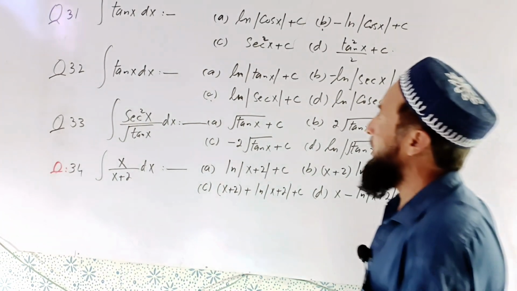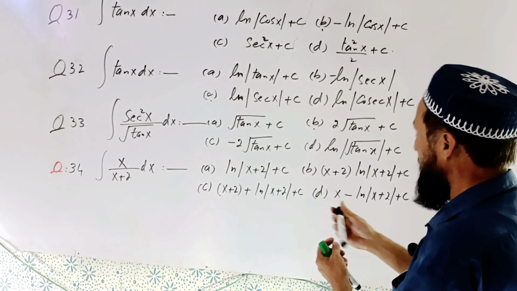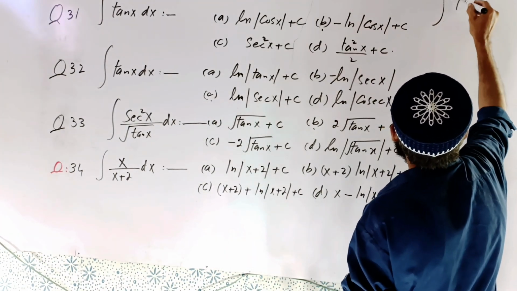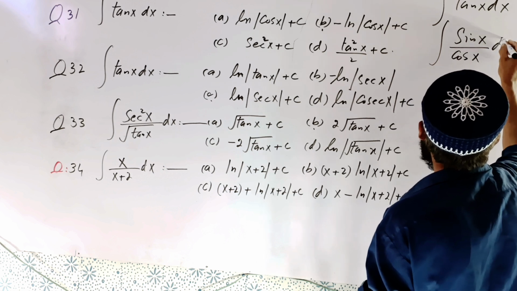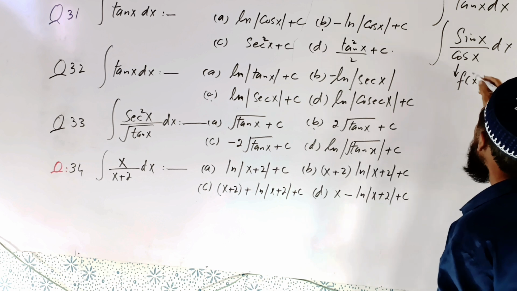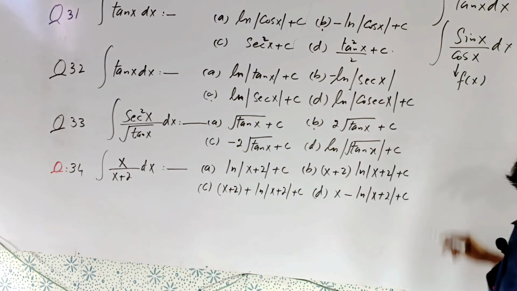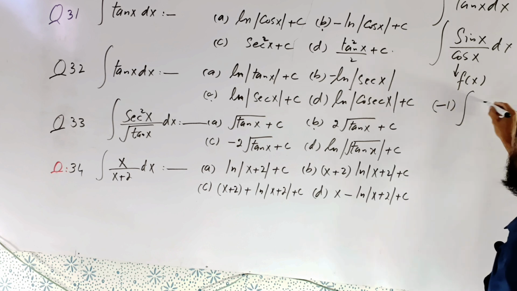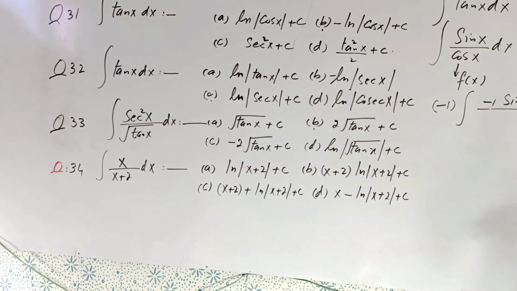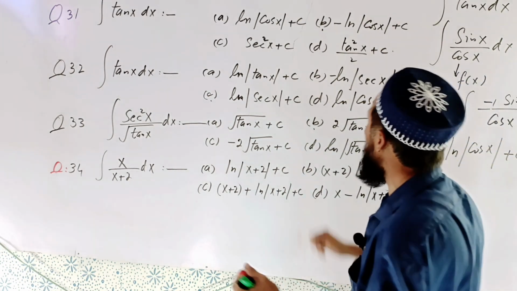Question number 31, integration of tangent x dx. According to the formula of integration, we can write integration of tangent x dx, that is sin x divided by cos x dx. So this is the function and its derivative must be present here. The cos x derivative is equal to minus sin x, so we multiply by minus 1. Minus 1 we write, multiplied, so minus 1 gives plus 1 over cos x dx. Now the function and its derivative are available, so we can write minus log of cos x plus c. This is the formula. So here the answer B is the correct option.